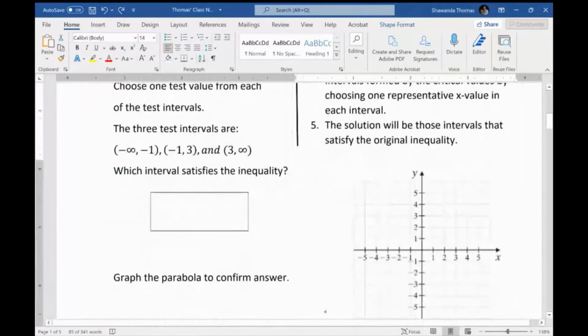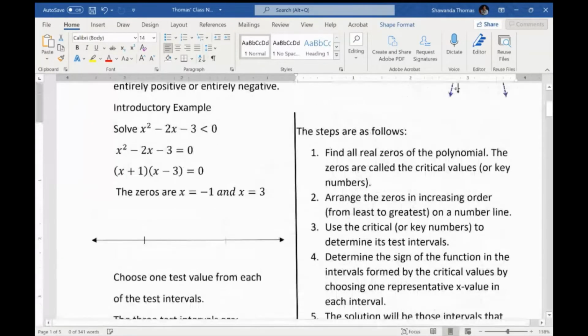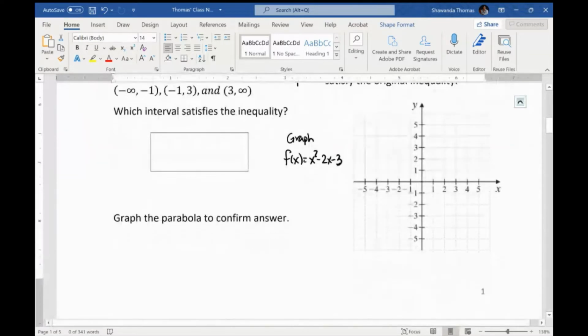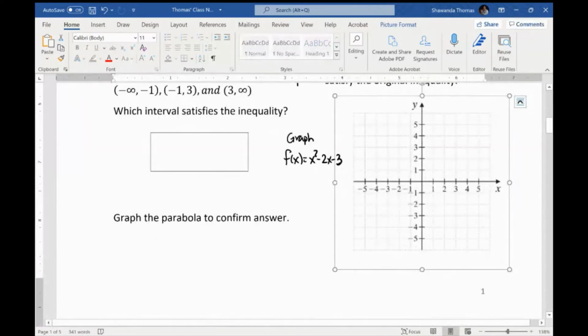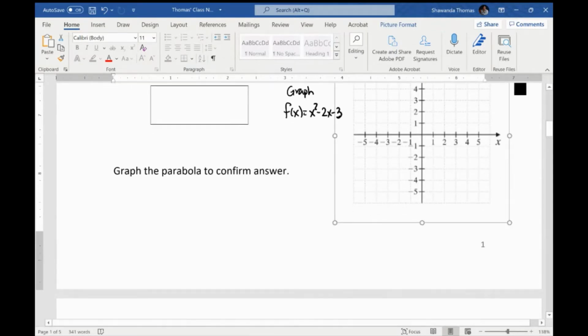All right, let's graph f of x equals x squared minus 2x minus 3. If I ask you to graph this, what would you do? First, try to factor it to find the zeros. Okay, nice, I like that. She said factor to find zeros.